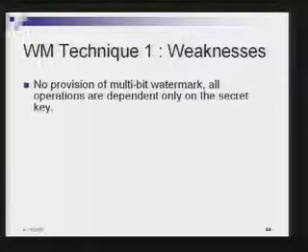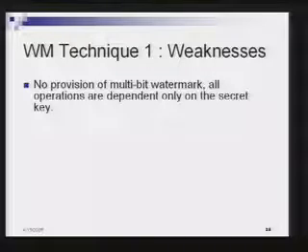What are the problems of this algorithm? So one is, as we have seen from the first slide in the model, that it does not provide a multi-bit watermark. All the operations are dependent only on the secret key. Remember, I crossed the watermark. Remember that? Why did I cross the watermark? Because in this technique, the watermark is decided based upon the primary key and the secret key. That's how my MAC is being evaluated.